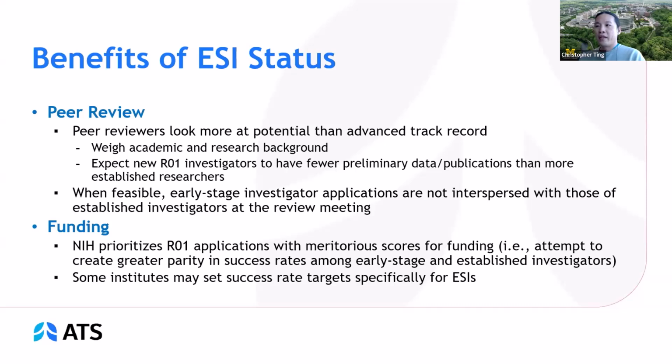So for the purposes of funding, the NIH will prioritize ESI R01 applications with meritorious scores for funding. Some institutes may actually set separate success rate targets specifically for ESIs. What I can say, based on information shared at previous iterations of this session, is that NHLBI historically tends to give a 10% bump to ESIs, as well as a 5% bump to first renewal applications or second R01 applications after an awarded ESI application.